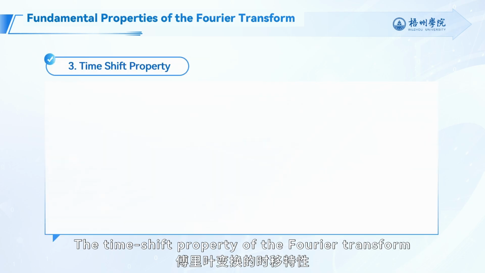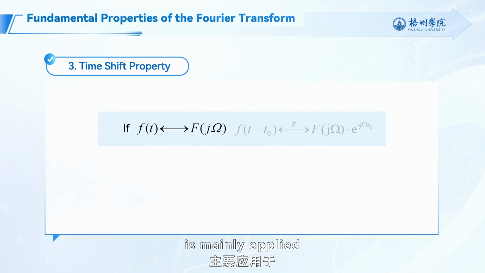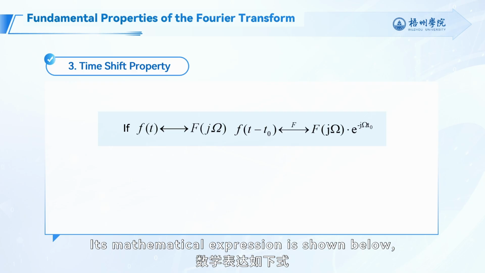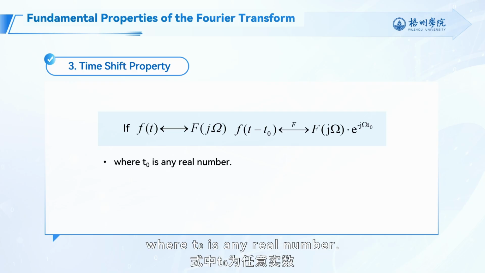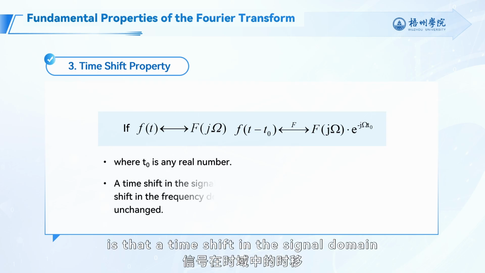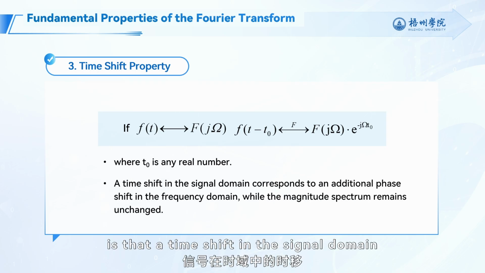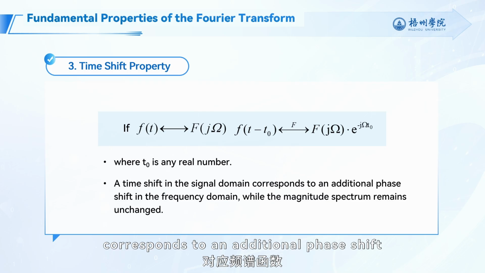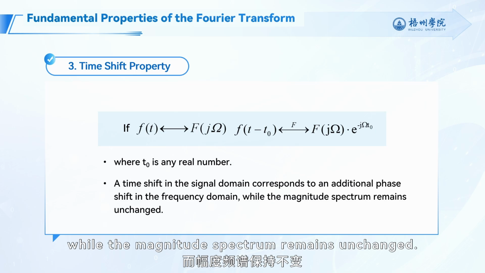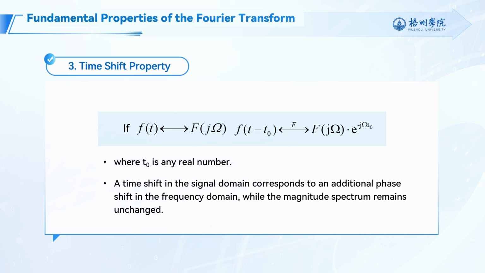The time shift property of the Fourier transform is mainly applied to solving the spectra of delayed signals. Its mathematical expression is shown below, where t0 is any real number. One important point to note is that a time shift in the signal domain corresponds to an additional phase shift in the frequency domain, while the magnitude spectrum remains unchanged.